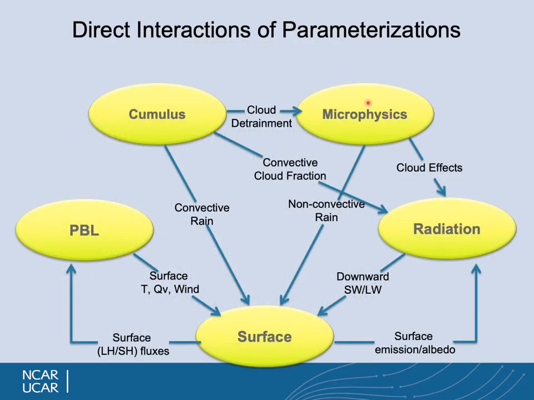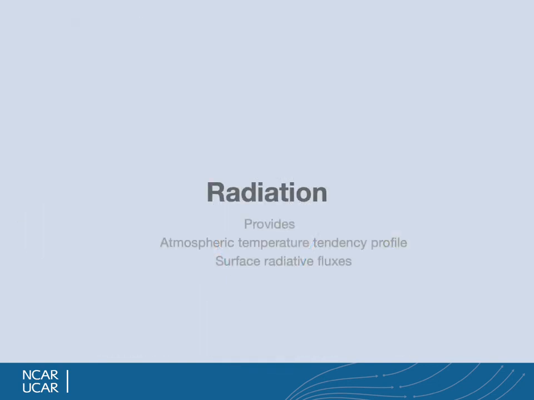All the physics interact with each other, including radiation and microphysics, which interact through cloud effects, and radiation and surface, which interact through the direct radiation to the surface. In the model, the radiation provides the atmospheric temperature tendency profile and also the surface radiative fluxes.